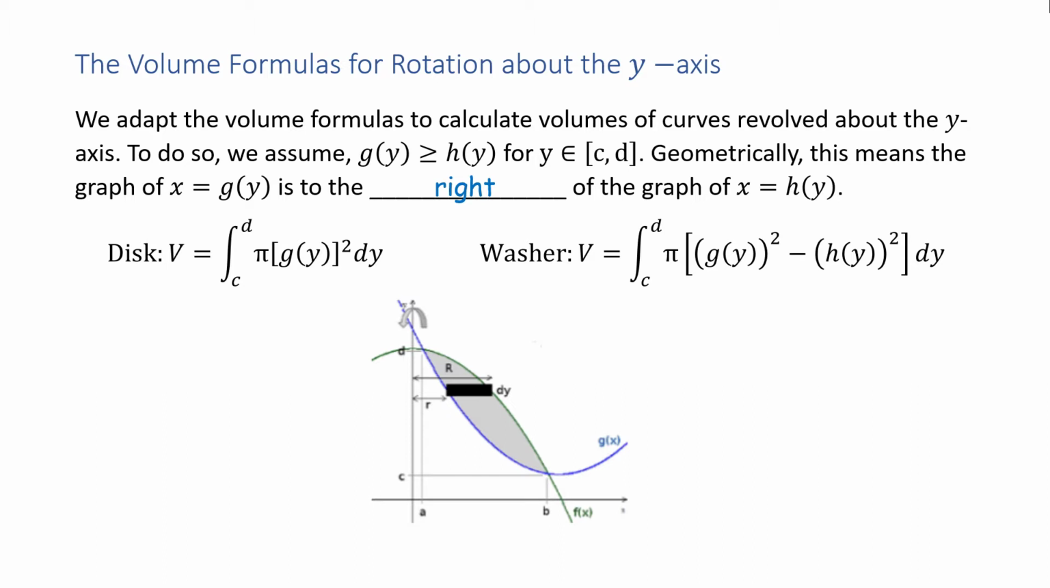For the disk, the volume, we integrate from c to d of pi, in brackets g of y, quantity squared, dy. For the washer, the volume is the integral from c to d of pi times the outer, that's g of y squared, minus h of y squared, dy.